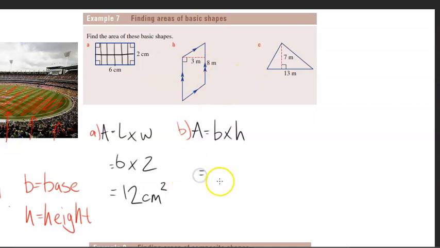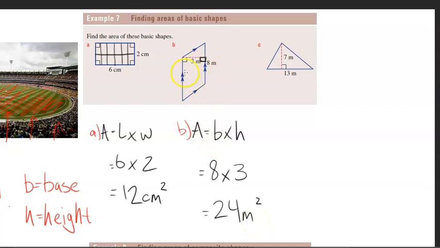So in this case here, our base is 8. And the perpendicular height, so the height that runs at an exactly 90-degree angle, of this is 3 meters. And it's exactly 90 because you can see a straight line going horizontal. 8 times 3 is 24. Again, we need our unit, and we need a little 2 to indicate that we're dealing with area. So it's 24 squared meters.